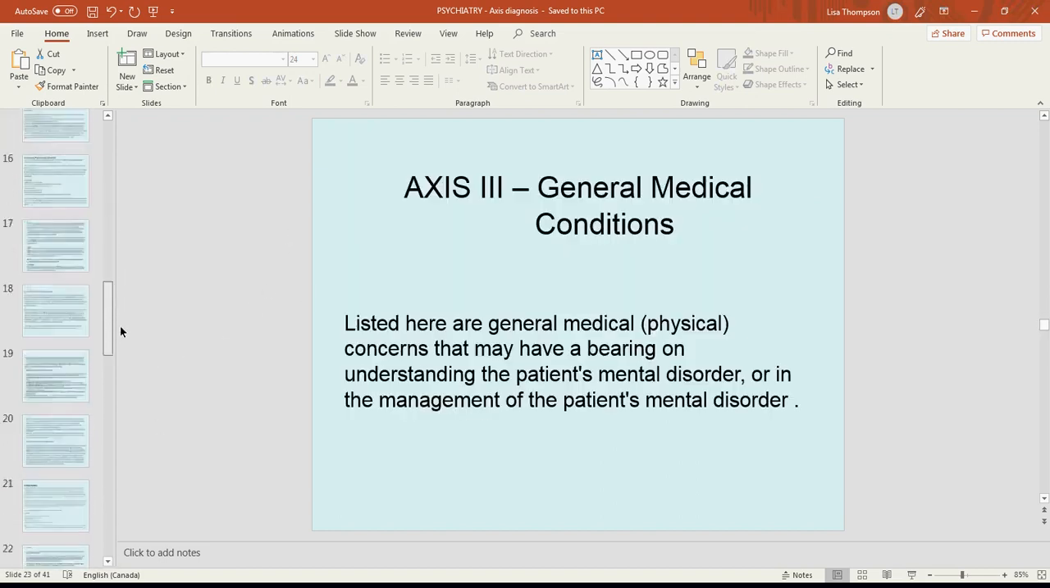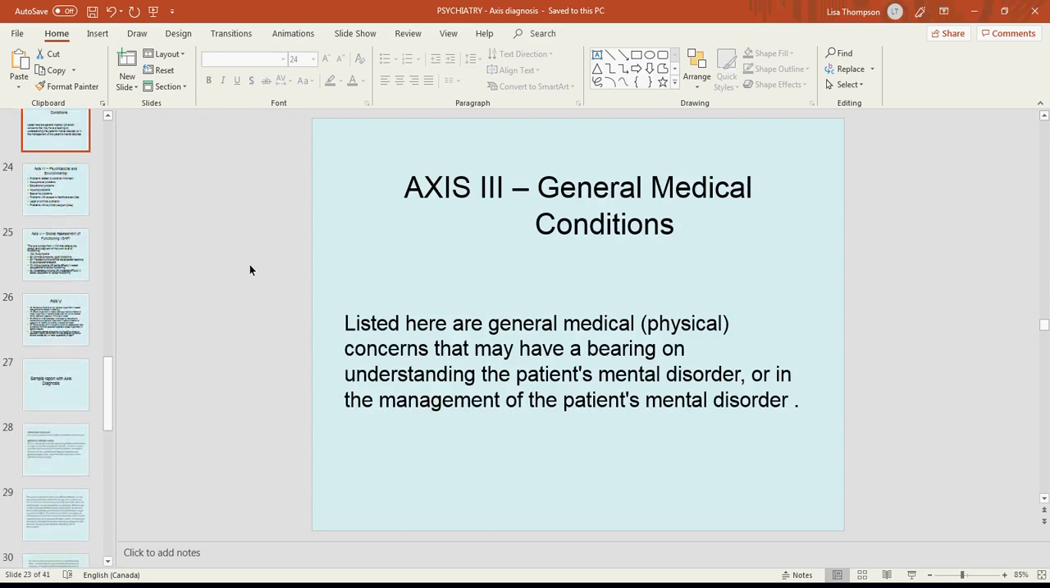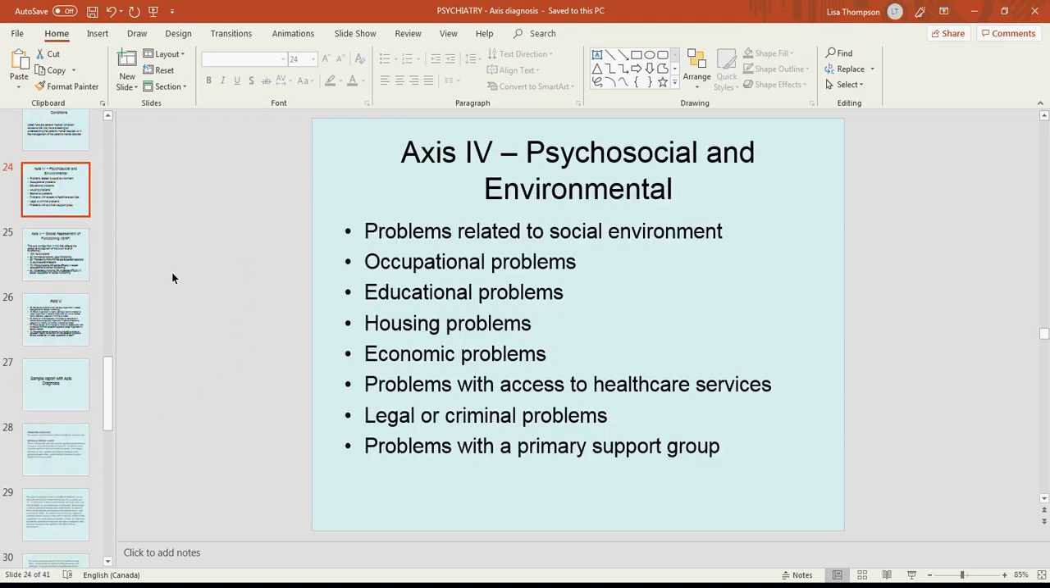Now we are on to Axis 3, and that includes general medical conditions. Listed here are general medical physical concerns that may have a bearing on understanding the patient's mental disorder or in the management of the patient's mental disorder. Axis 4 is psychosocial and environmental. It can be problems related to social environment, occupational problems, educational problems, housing problems, economic problems, problems with access to healthcare services, legal or criminal problems, and problems with a primary support group.